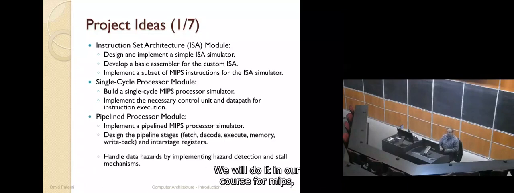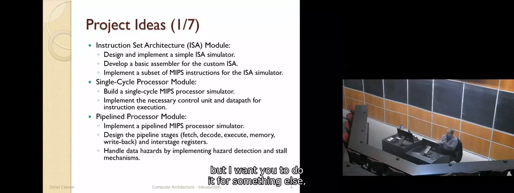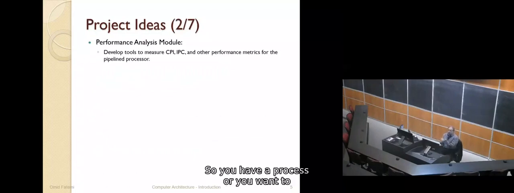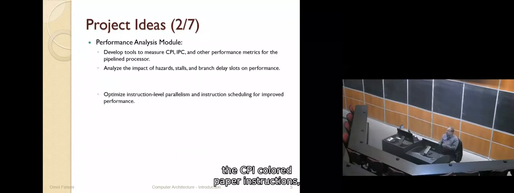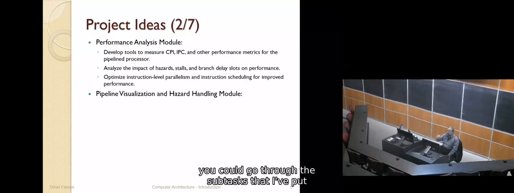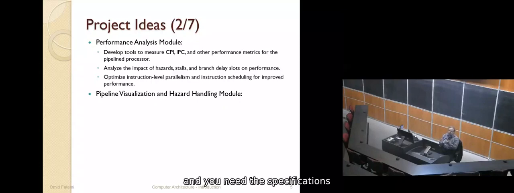You design a pipeline processor. We will do it in our course for MIPS, but I want you to do it for something else, for your own processor, a very simple processor with limited instructions. The other one is the performance analysis module. You have a processor, you want to see how it performs with different benchmarks, with different operations, and how to calculate the CPI, clocks per instruction, we talked about it before, and so on. Whenever you like, you could go through the subtasks that I've put here and see if you are okay with that, and then we start defining the project. For defining a project, you need the title, the deliverables, and the specifications of what you are going to build.